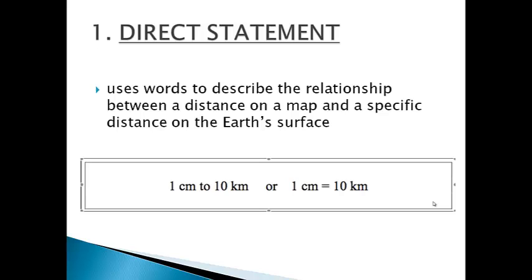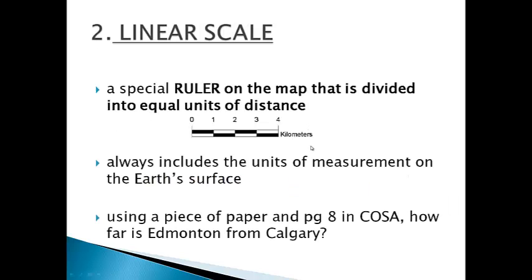Again, usually used more along the lines of oral conversations. So if I was to say 1 centimeter on this map equals 10 kilometers, you could take a ruler and use just what you've heard or read to determine what the actual scale would be. Again, straightforward. The second is a linear scale.